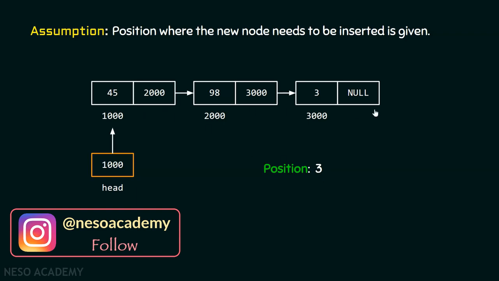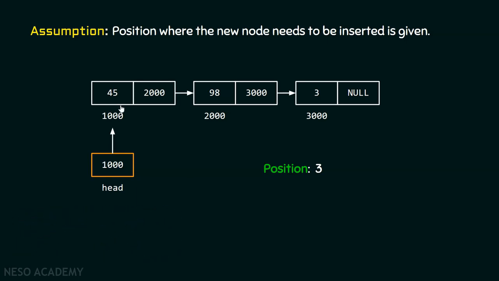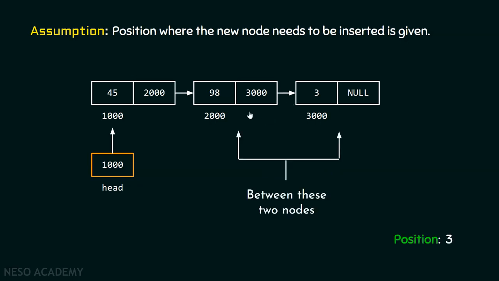This is the linked list we already have. Here you can see this head pointer is pointing to the first node of this list, and I want to insert a new node at position number 3, that is at this particular position between these two nodes. This represents position 1, this is position 2, and position 3 means between these two nodes.